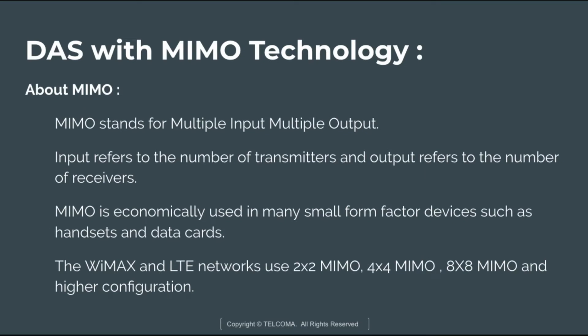Here MIMO stands for multiple input and multiple output. Input refers to the number of transmitters and output refers to the number of receivers. MIMO is economically used in many small form factor devices such as handsets and data cards. WiMAX and LTE networks use 2x2 MIMO, 4x4 MIMO, 8x8 MIMO and higher configurations. 2x2 MIMO means there are 2 antennas for transmission and 2 antennas used for receiving.